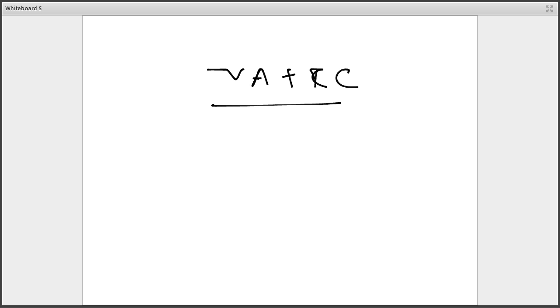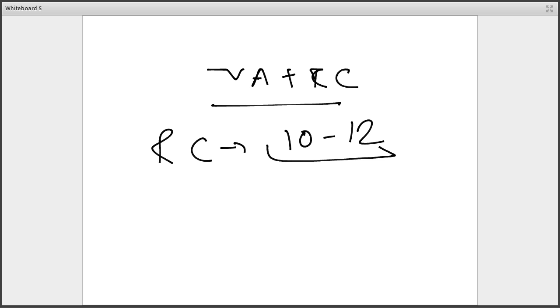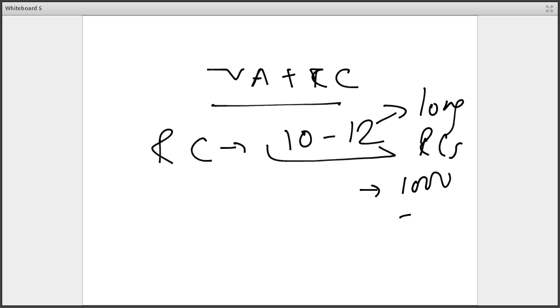Coming to the VA plus RC part. RC certainly has the highest weightage. You will have 10 to 12 questions on RCs. Very long RCs, very long RCs. On an average, I'll say 1000 to 1200 words. This is the minimum. But very easy.